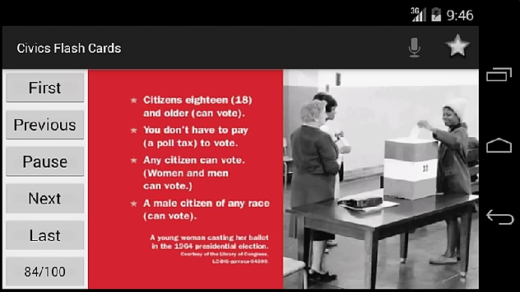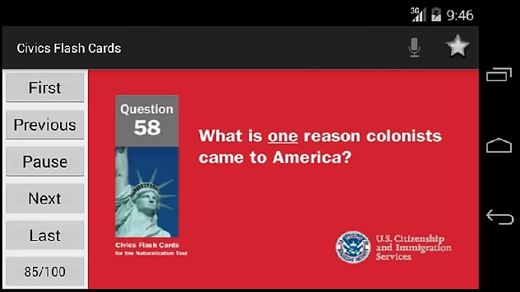Citizens 18 and older can vote. You don't have to pay a poll tax to vote. Any citizen can vote. Women and men can vote. A male citizen of any race can vote. What is one reason colonists came to America? Freedom.